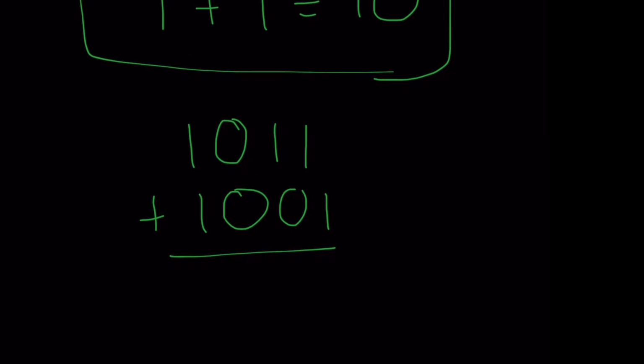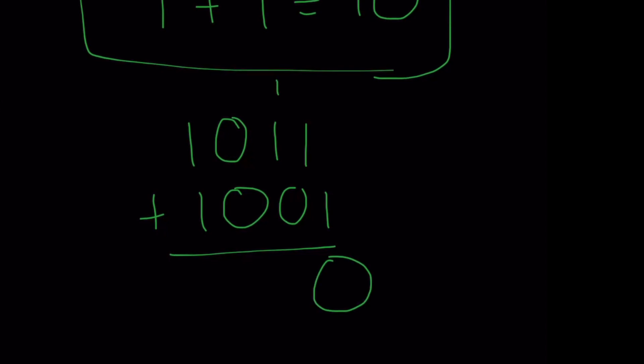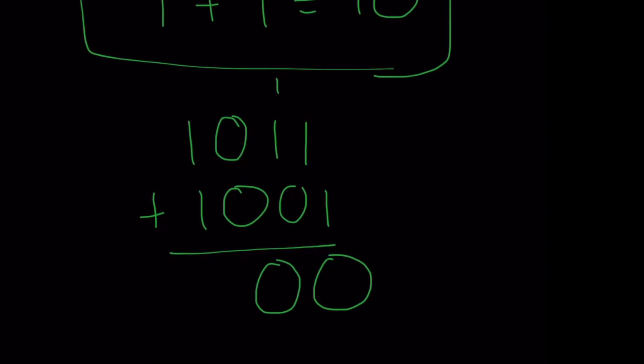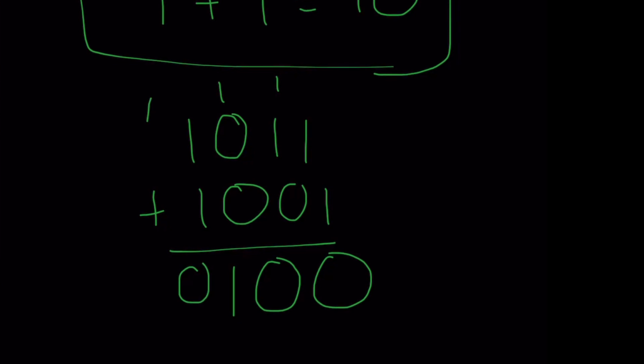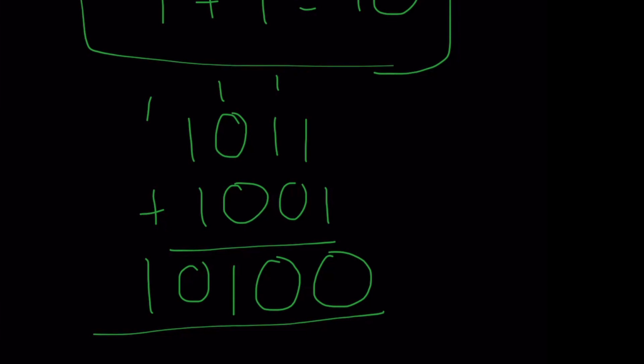Okay, now 1 plus 1, as we learned, is 10 with the 1 being carried over. So we write 0 over here and 1 carried over. 1 plus 0 is 1, and 1 plus 1 again is 0 with the 1 being carried over. 1 plus 0 is 1, and 1 plus 0 is 1, so we write 1 here. And 1 plus 1 is 0 with the 1 being carried over, here we get 1. So the final answer for this will be 10100.